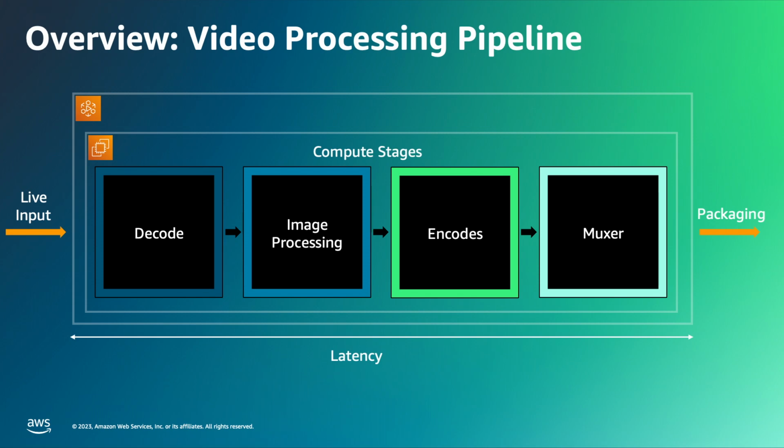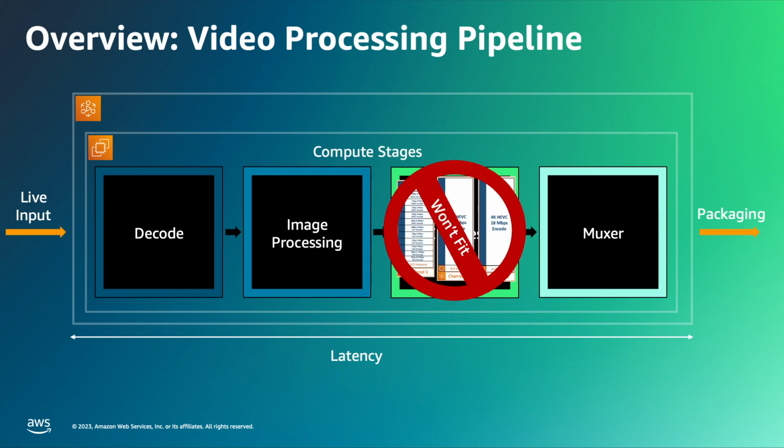So we saw there were 14 encodes in that example. This is where those 14 encodes are going to happen. After those are done, the audio and video are muxed back together and then sent over to packaging. The time from the live input to the time we send to packaging is considered, that's where the latency comes in.